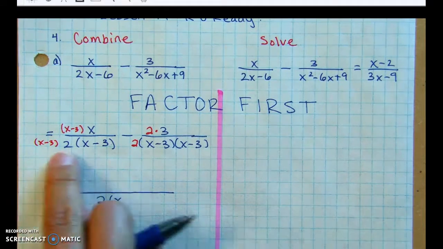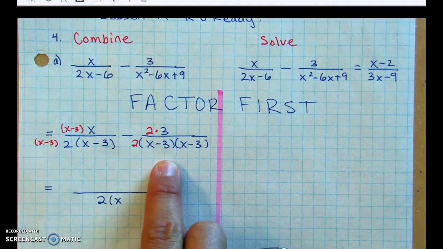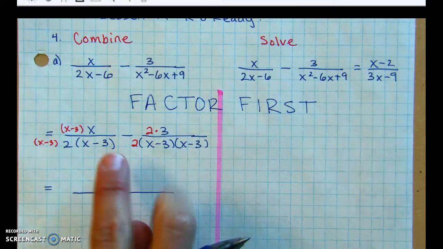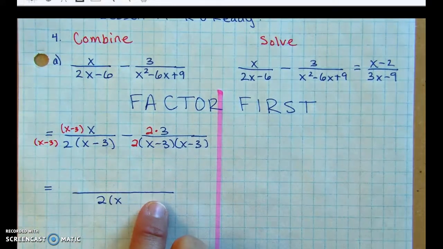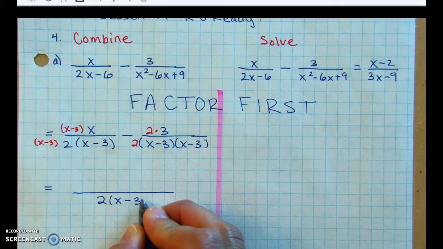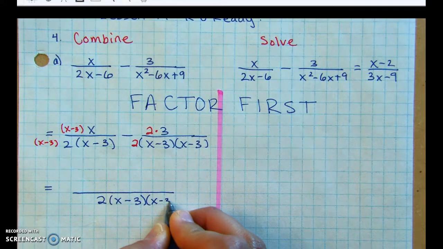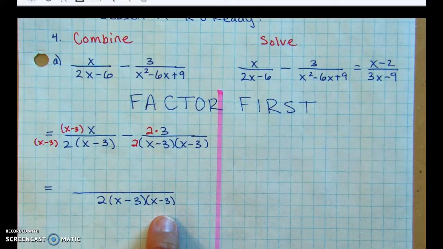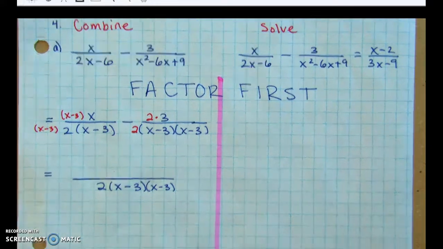Is our denominator common? Is it the same? Yes, so do you see how my 2 fraction lines become 1 fraction? Okay? Because once we have a common denominator, we only have 1 fraction. You could write that as x minus 3 squared, I guess. I just didn't think of it right now.